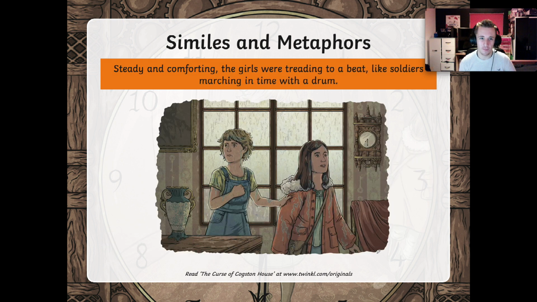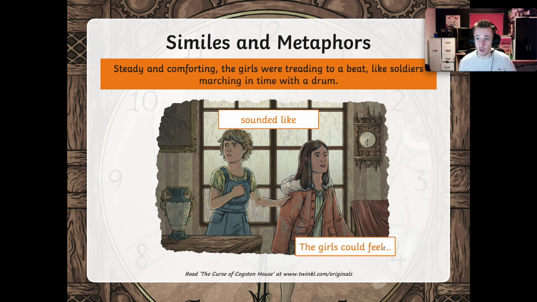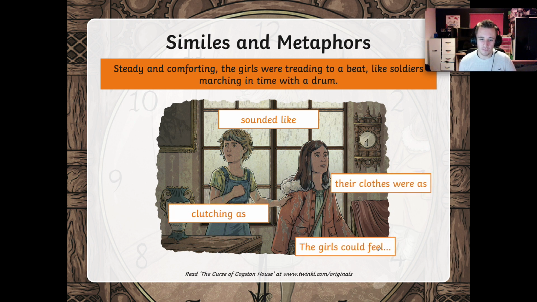Okay, let's move on. Here's the next one. So you should be on your third sentence by now. Okay, so again here you can either choose to do a simile or a metaphor this time. Use one of the prompts to help you. Okay, entirely up to you which one you went for there.